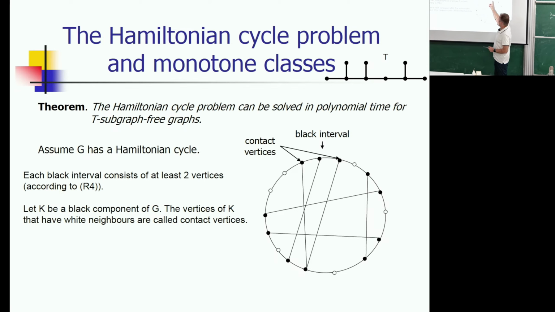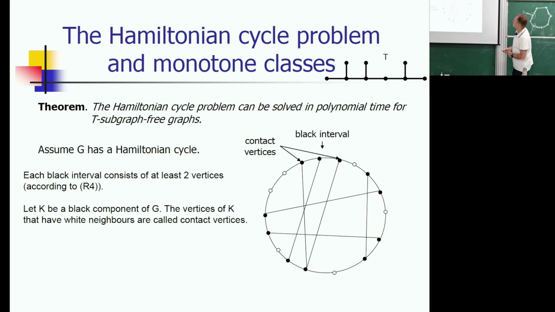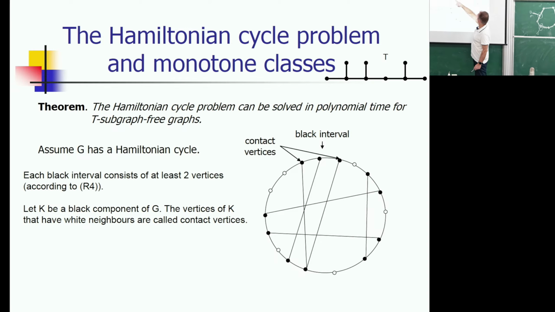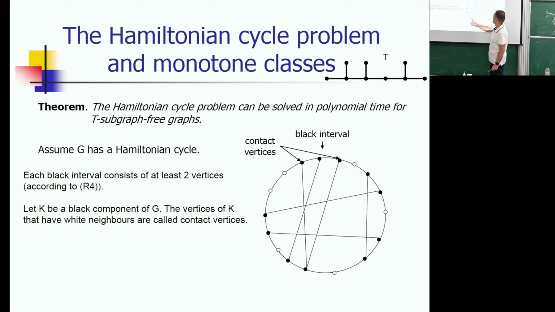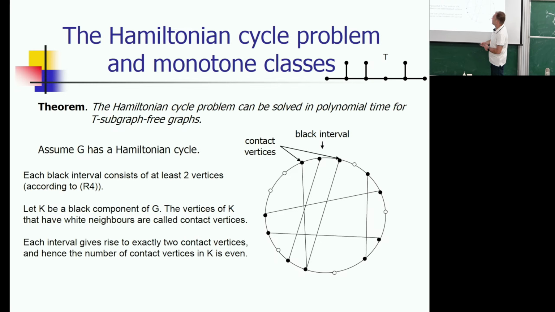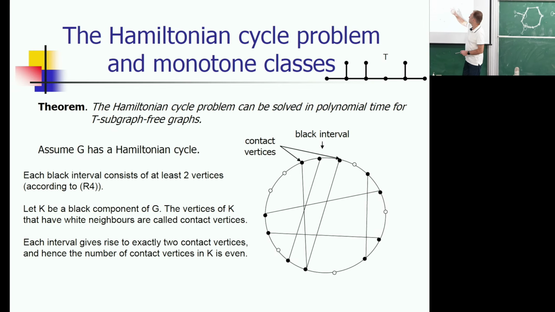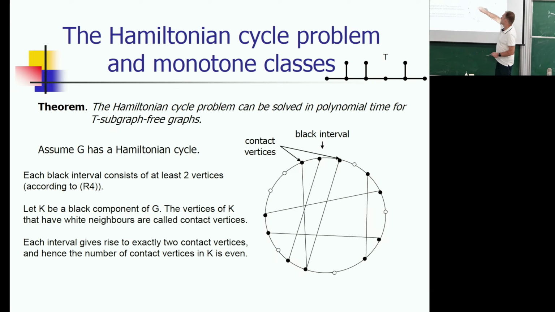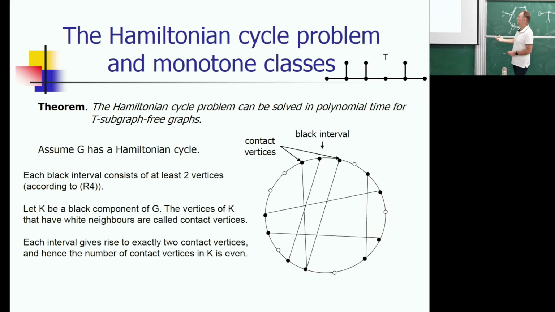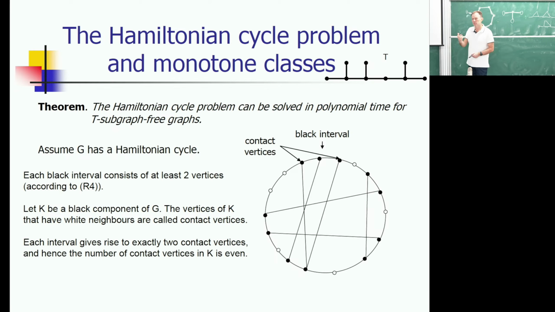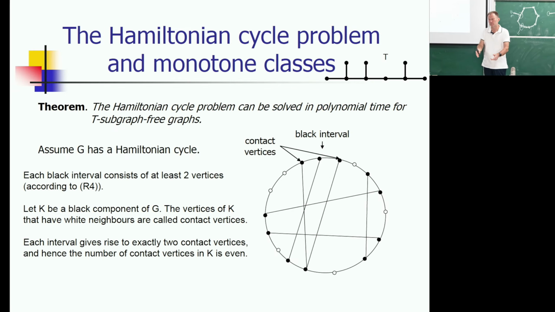The black vertices that have white neighbors, I call them contact vertices. This vertex has a white neighbor, this vertex has a white neighbor. These also are contact vertices. Each interval gives rise to exactly 2 contact vertices. So therefore the number of contact vertices must be even in any black component, which means that if in your input graph you have a connected component with an odd number of contact vertices, you stop and say that the graph has no Hamiltonian cycle.